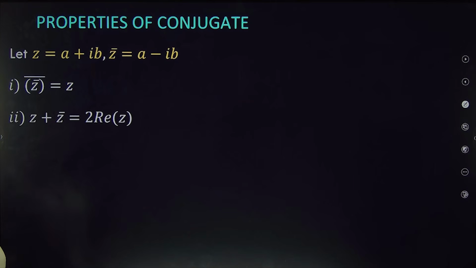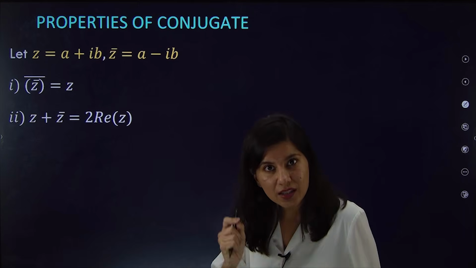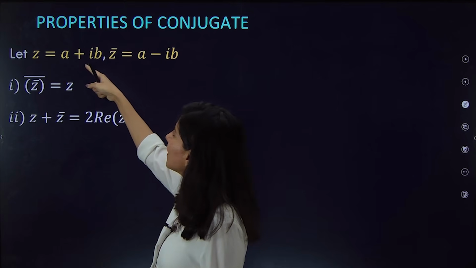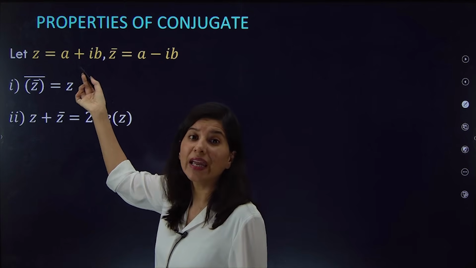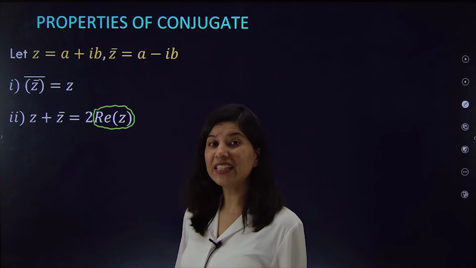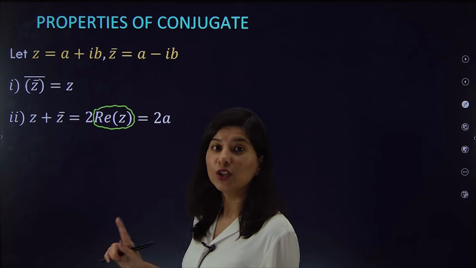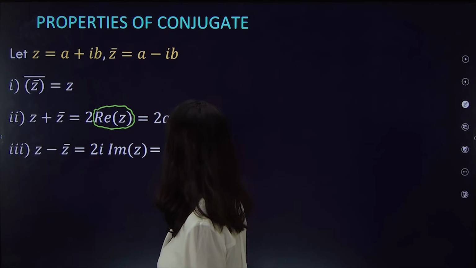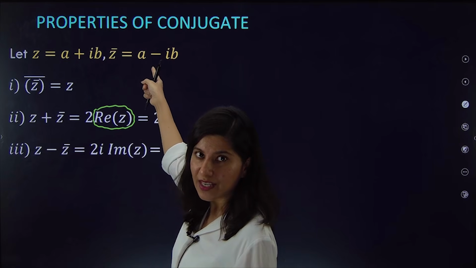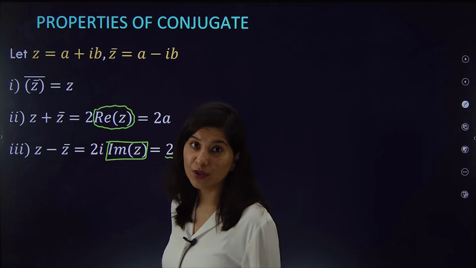Okay? First property. The second property is, if you add a complex number with its conjugate, iota b will get cancelled out. So z plus z bar becomes 2a, that is 2 times real of z. And similarly, if you subtract, a cancels and iota b minus minus iota b gives 2 iota b. So basically 2 iota times the imaginary part of z. That's what you're getting. Okay.